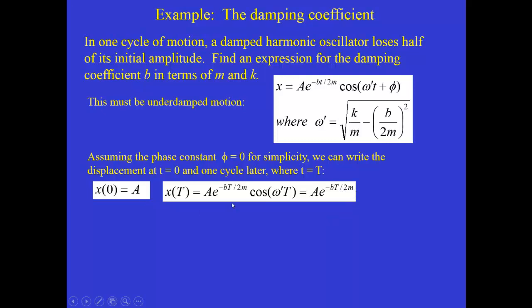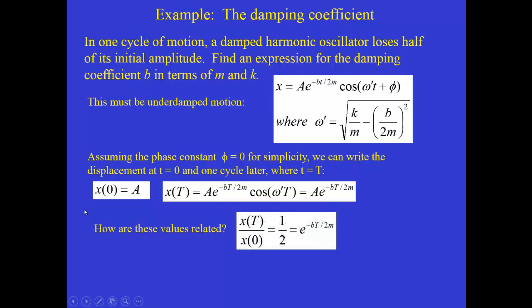So what do we do with these two equations? Well, we know that the amplitude, the displacement, after one cycle of motion is half of what it was originally. And so this second term is equal to half of the first term, right? x after 1 period divided by x initial is just 1/2. And so if we divide those two, the A cancels out, and we see that 1/2 is equal to e to the minus b times the period over 2m.